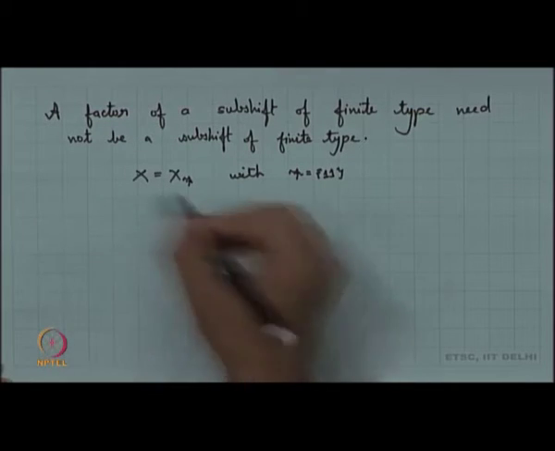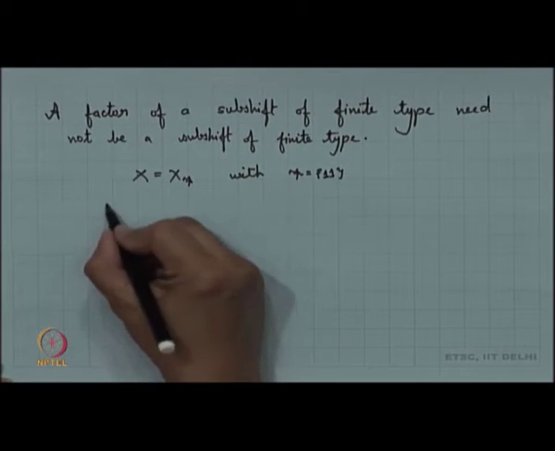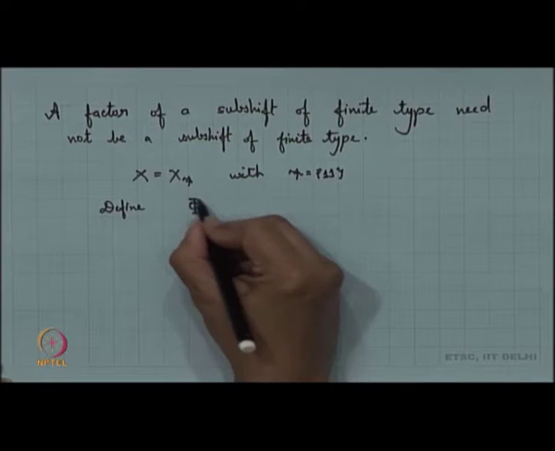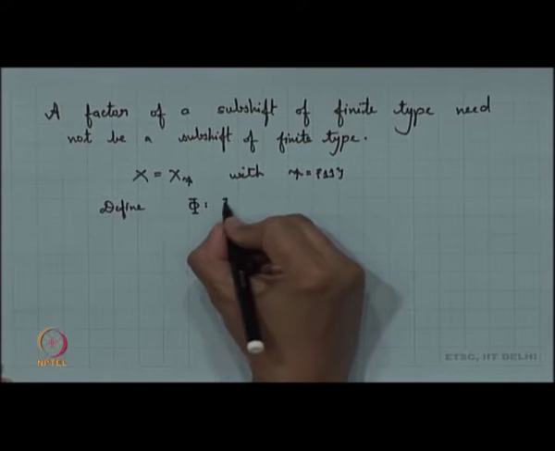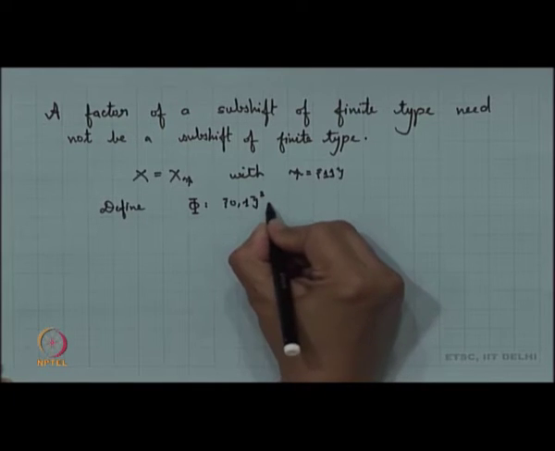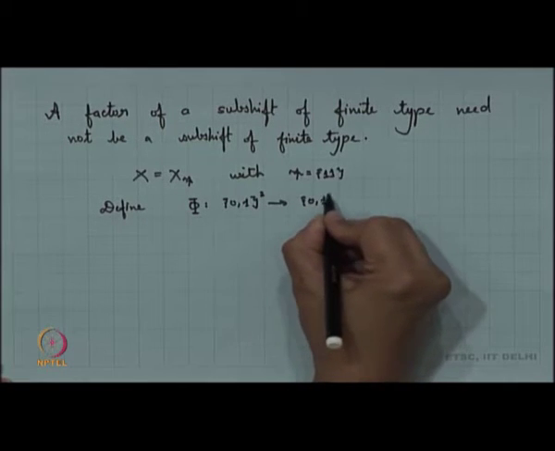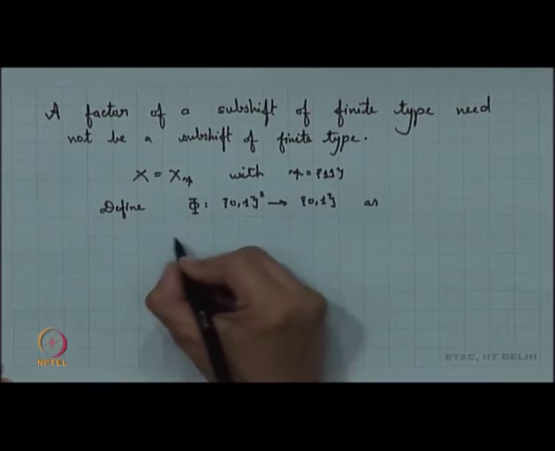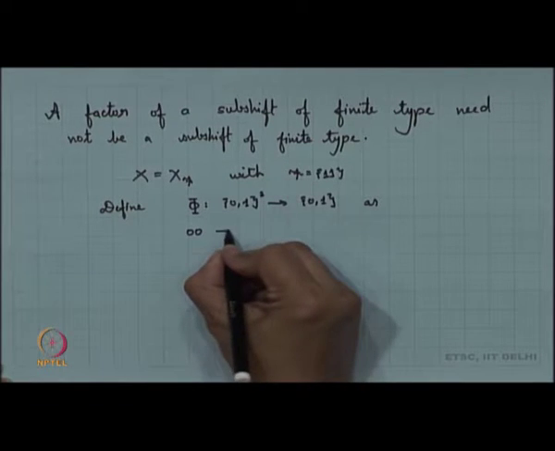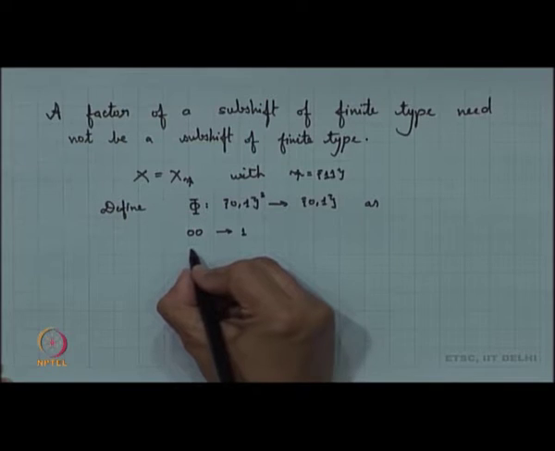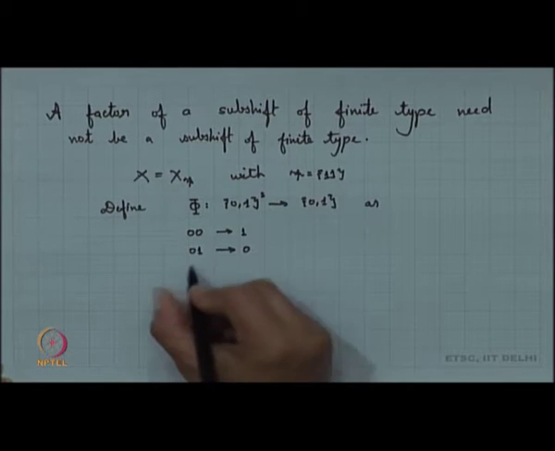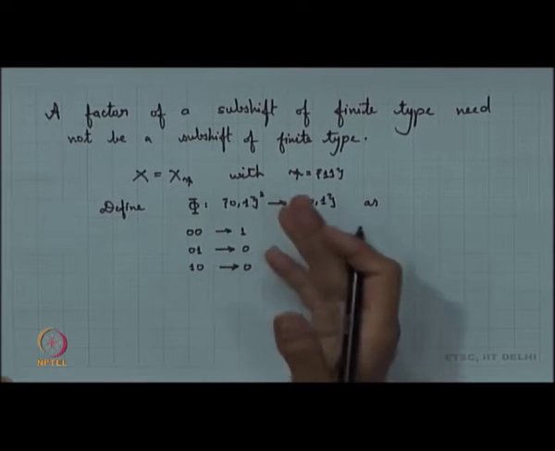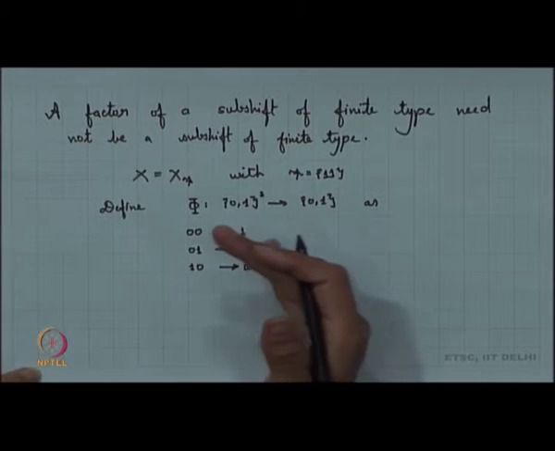Now, let me define a block code here. This is a 2-block code basically. I am defining this as 00 is mapped to 1, 01 is mapped to 0, and 10 is mapped to 0. We have only 2 choices, it can be either 0 or it can be 1.